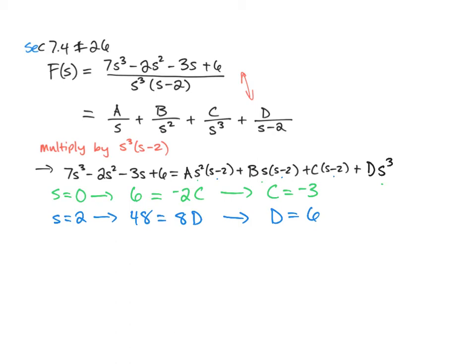So let me take my C and D and simplify everything that's going on. Up on the top, my left-hand side is the same. So we get 7s cubed minus 2s squared minus 3s plus 6. And now let's write out the right-hand side as just a regular old polynomial. First I'll expand it out, and then I can try to simplify it.